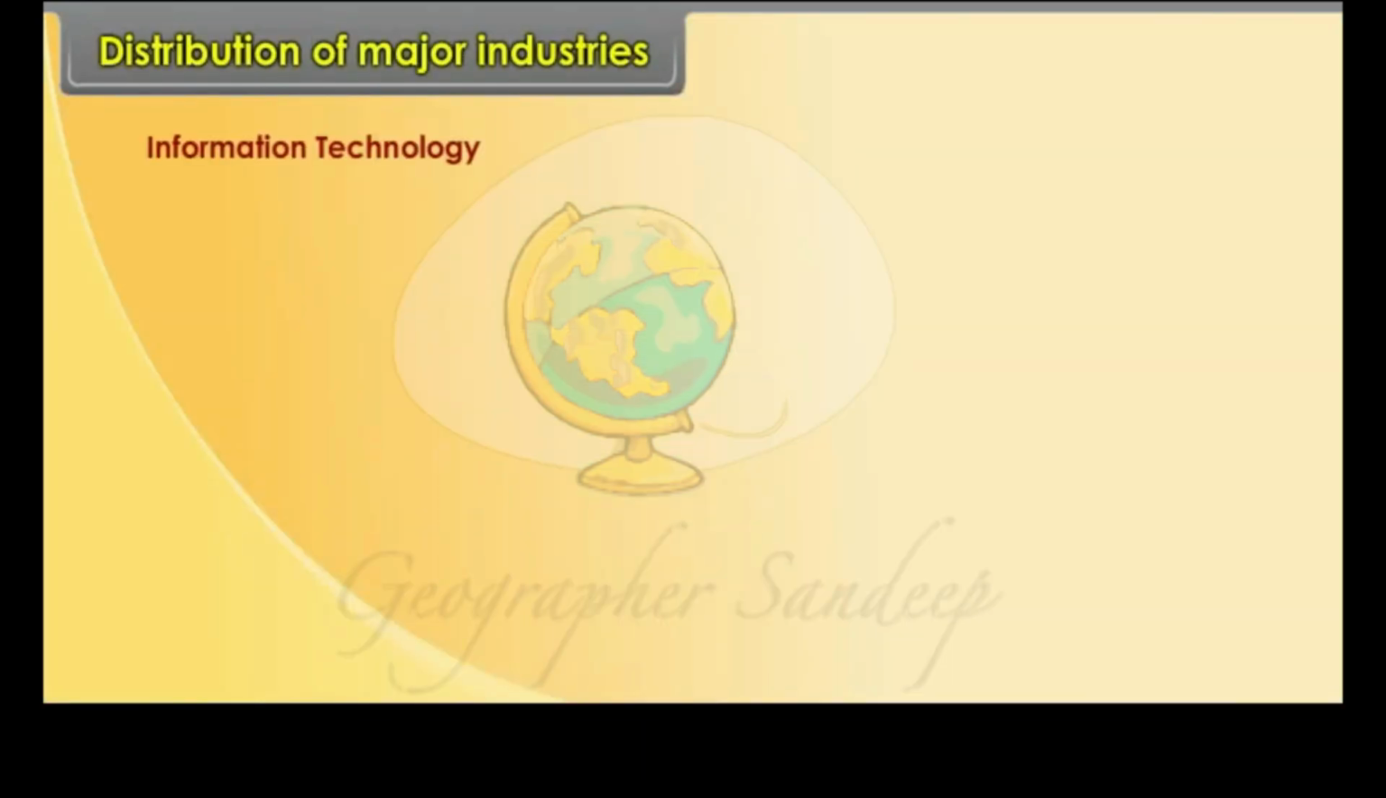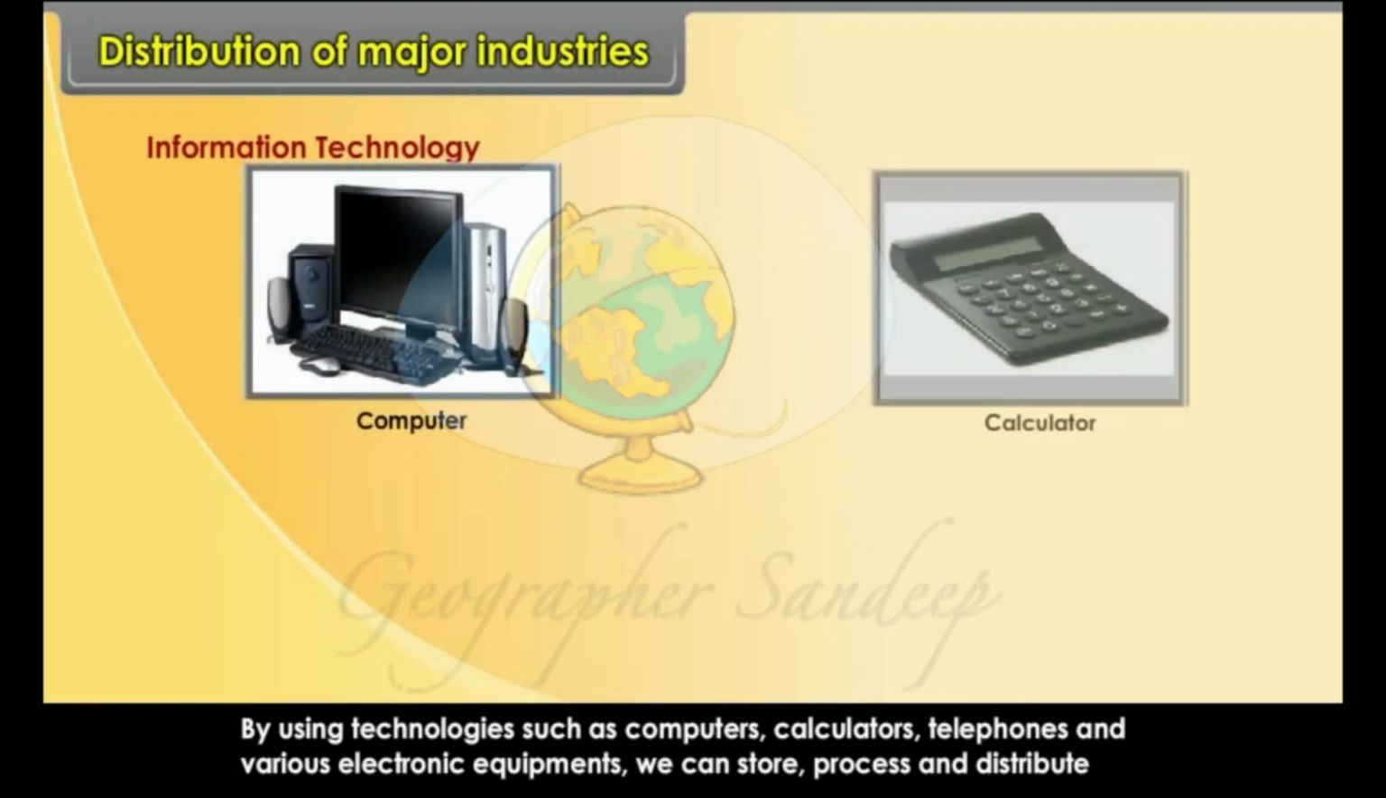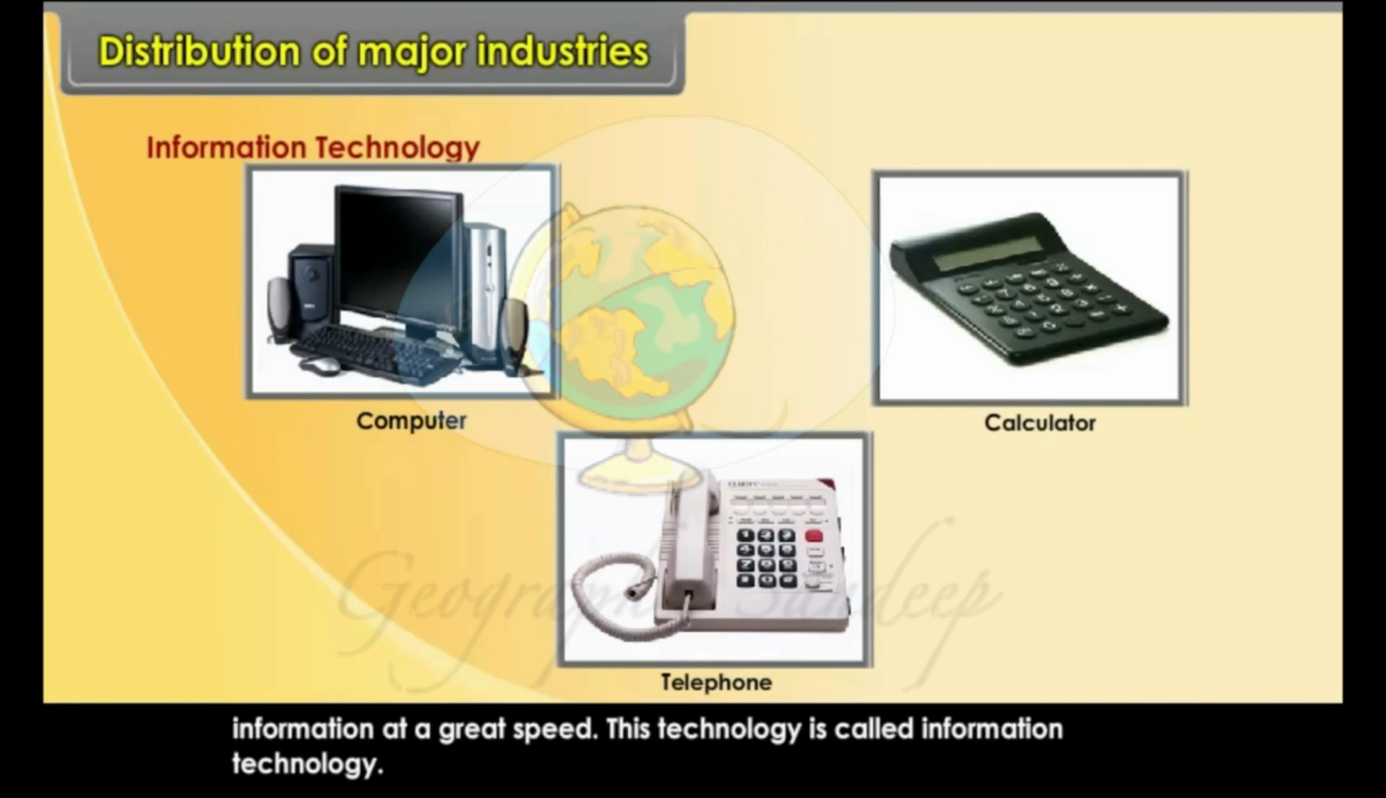Information technology. By using technologies such as computers, calculators, telephones and various electronic equipments, we can store, process and distribute information at a great speed. This technology is called information technology.